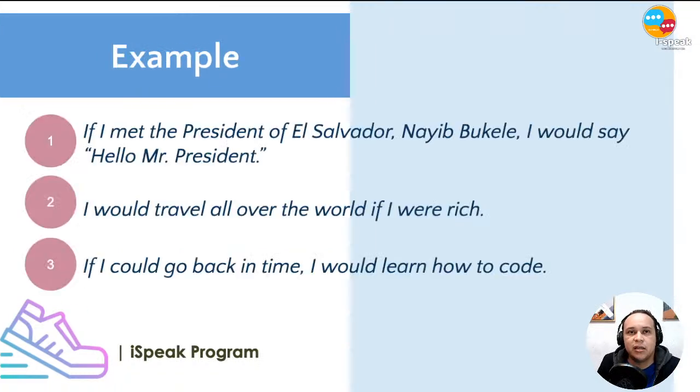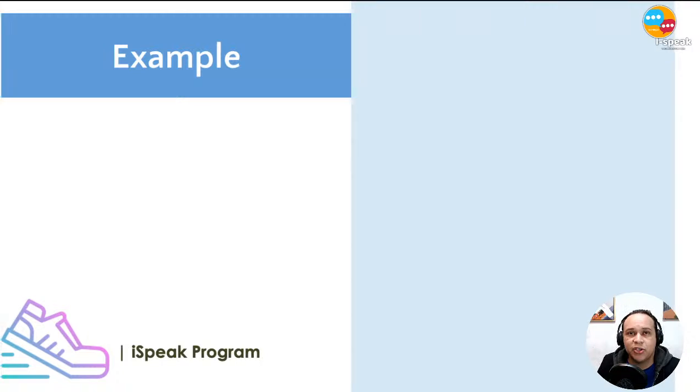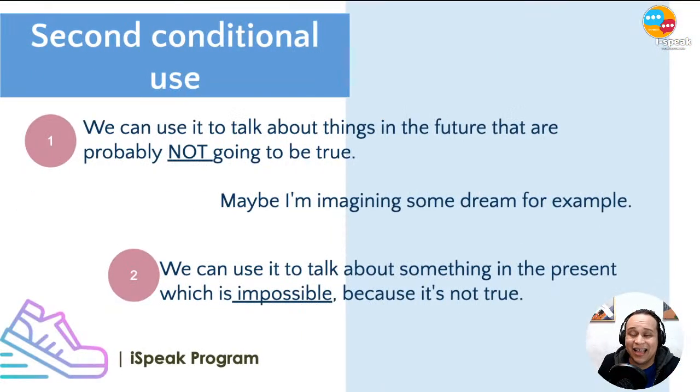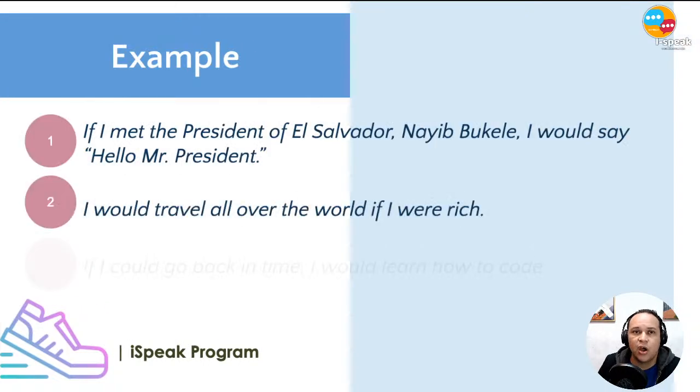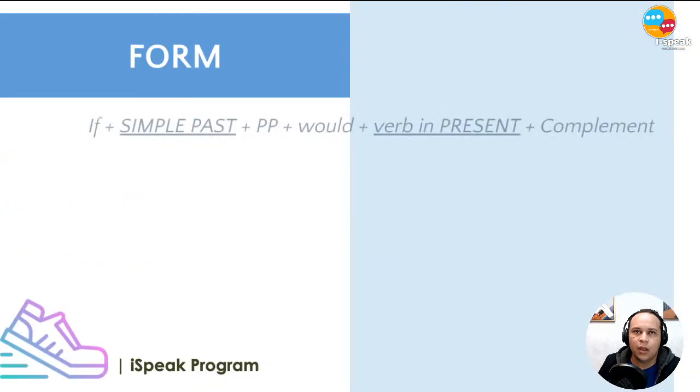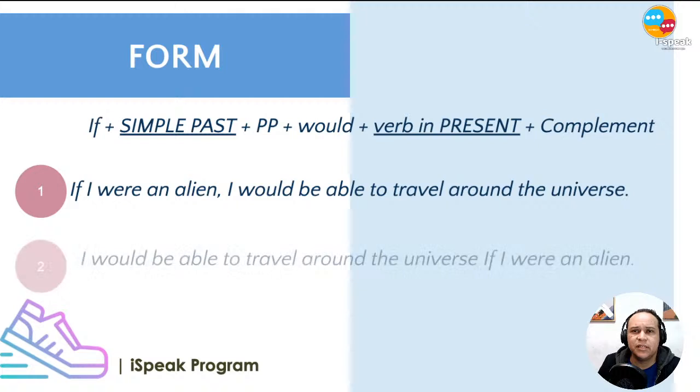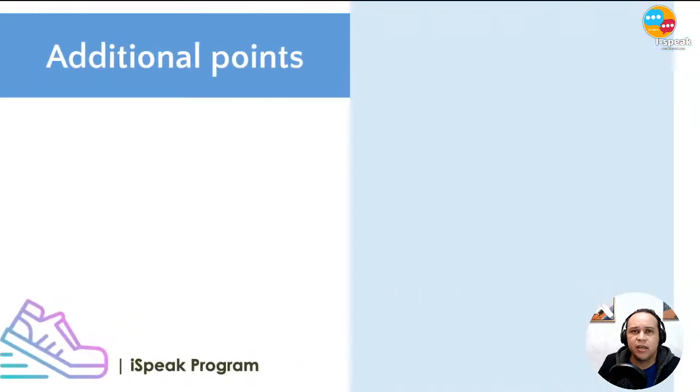One more time, you use the second conditional for imagination, something that is not going to be true or is not going to happen. It's just in your mind, right? Like the examples that we just covered over here. Okay, so that was, if I'm not mistaken, the review of the second conditional. However, there are a couple of additional points I want to talk to you about.